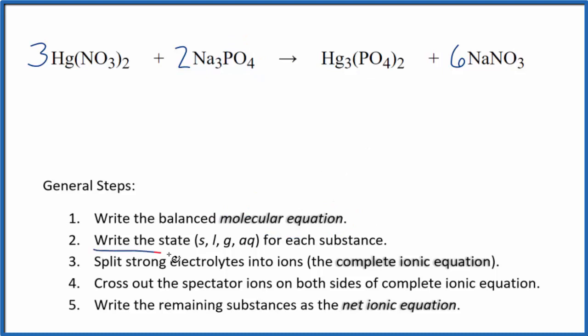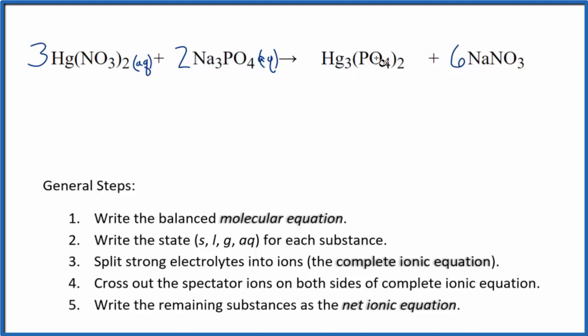Next, we need to write the state for each substance. If you know your solubility rules, nitrates are very soluble. Put a little aq for aqueous. This will dissolve, dissociate into its ions. Compounds with sodium are also very soluble, aq, aqueous for that. And then we have this mercury phosphate. In general, phosphates are insoluble, except things like sodium or potassium phosphate. This is going to be insoluble.